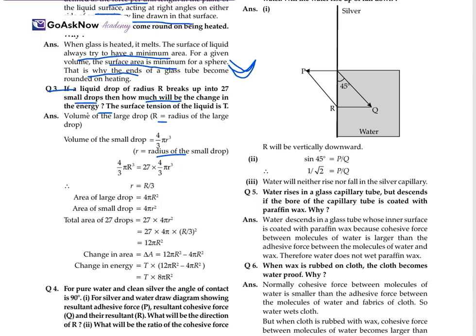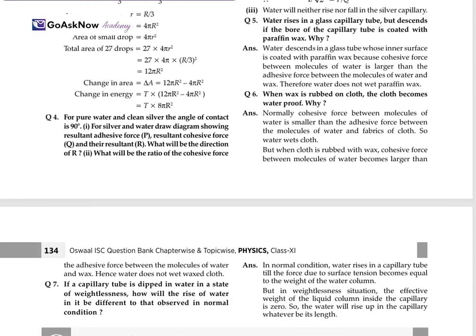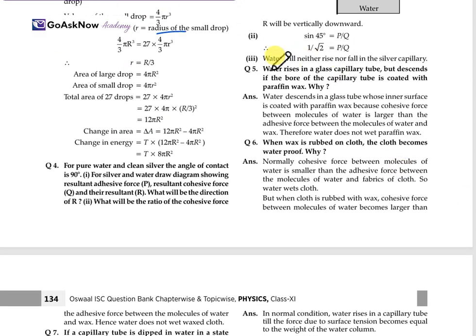Now, water rises in a glass capillary tube, but describe what happens if the bore of the capillary tube is coated with paraffin wax. Why? Water descends in the glass tube whose inner surface is coated with paraffin wax because the cohesive force between the molecules of the water is larger than the adhesive force. Here, the cohesive force is more than the adhesive force between the molecules of the water and wax. Therefore, the water does not wet paraffin wax. This is the reason it is not wet.